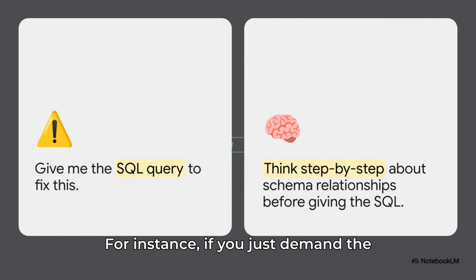For instance, if you just demand the SQL query outright, you're risking a hallucination or a complex business logic error because you made the model rush the answer. But if you just add "think step by step about schema relationships before giving the SQL," it creates this amazing self-correction loop that significantly boosts your code accuracy.